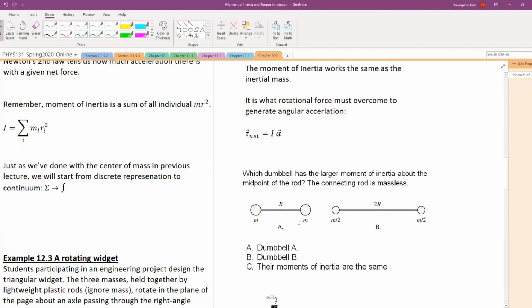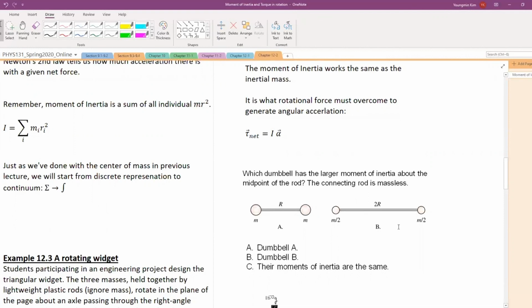You have dumbbell A and dumbbell B. Dumbbell B has half the mass, but the distance between them is twice as far. And the question is, which of these two scenarios has a greater moment of inertia? And essentially asking you the relationship of the mass and the radius. And as you can see from the definition of moment of inertia, it is mass times radius squared. So which one is a more dominating factor? It's obviously the radius because it's radius squared.